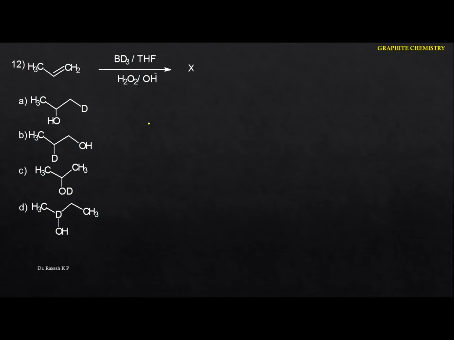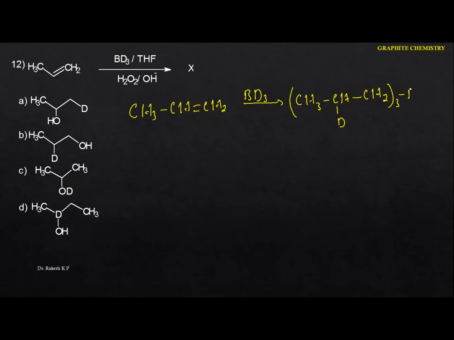See the first one, what you are going to get here. This is the propene they have given, CH3 CH double bond CH2. If you do the hydroboration oxidation reaction here, the final product you are going to get is the trialkylborane. But here we are going to get it like this. Instead of hydrogen we have deuterium, and the first product you are going to get is the trialkylborane.